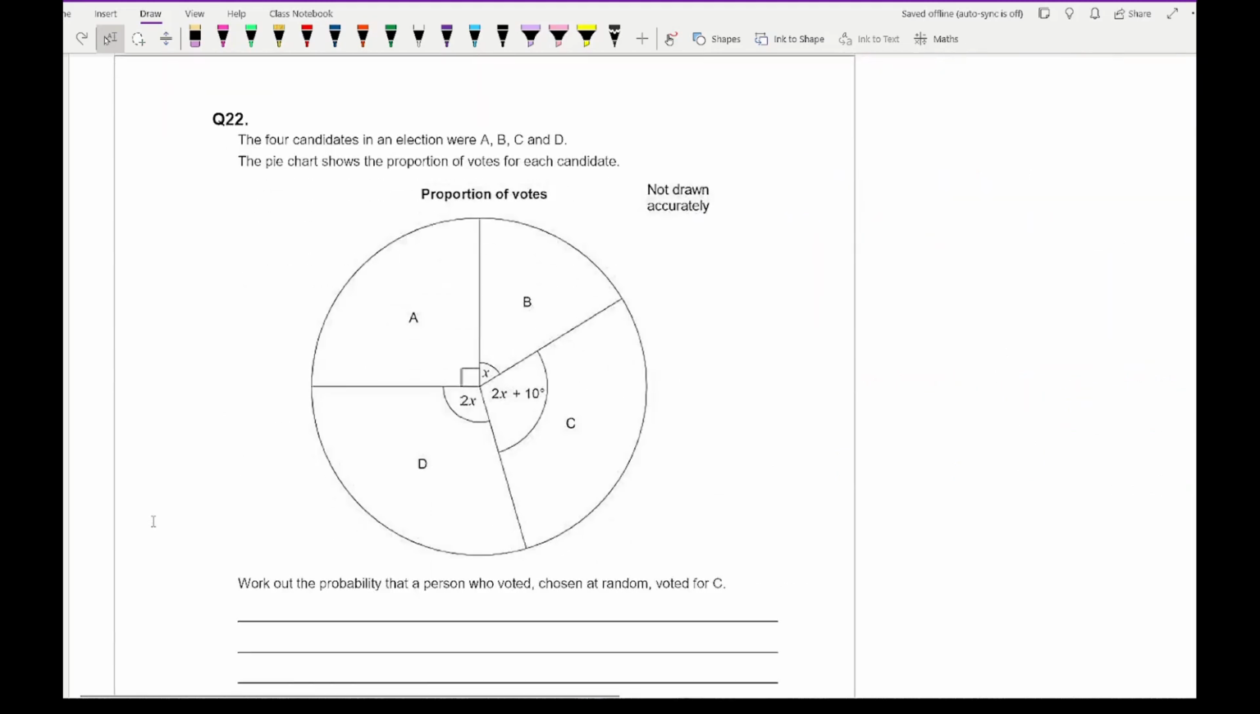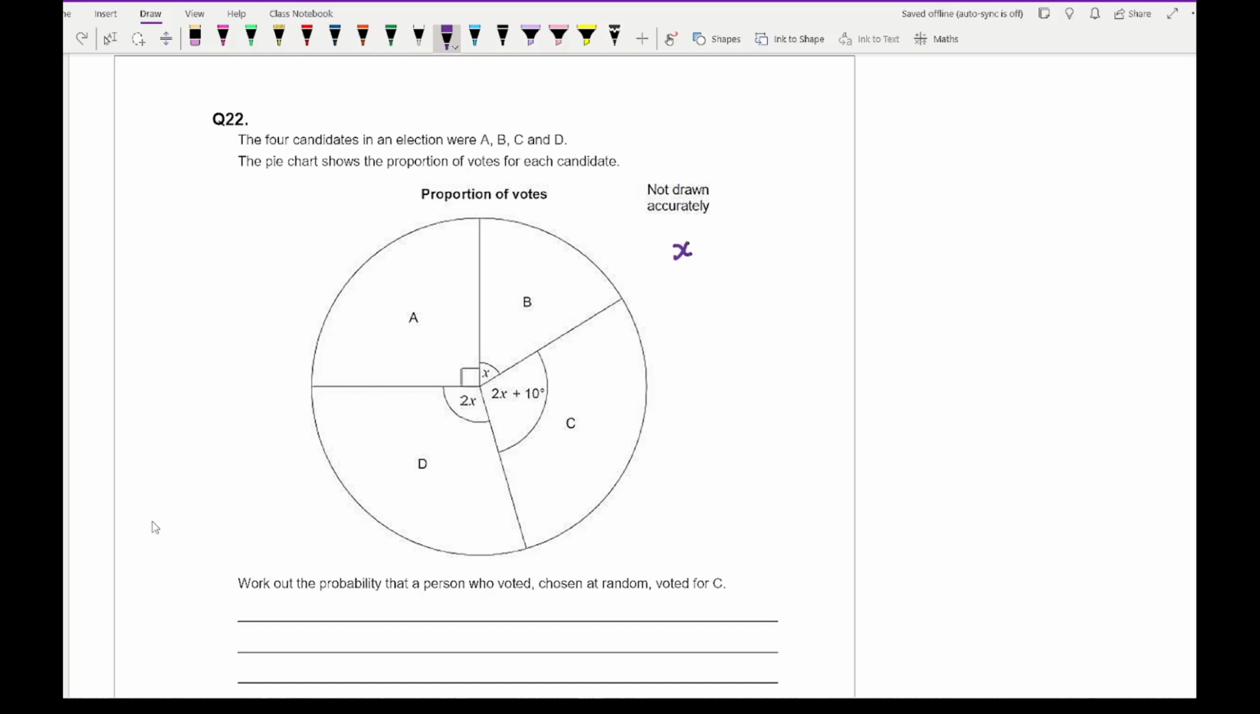Moving on to question 22, it says 4 candidates in an election were A, B, C and D. The pie chart shows the proportion of votes for each candidate. Work out the probability that a person who voted, chosen at random, voted for C. Now this is a pie chart linked in with algebra. So let's first of all work out what x is, because that's what I need to work out first.